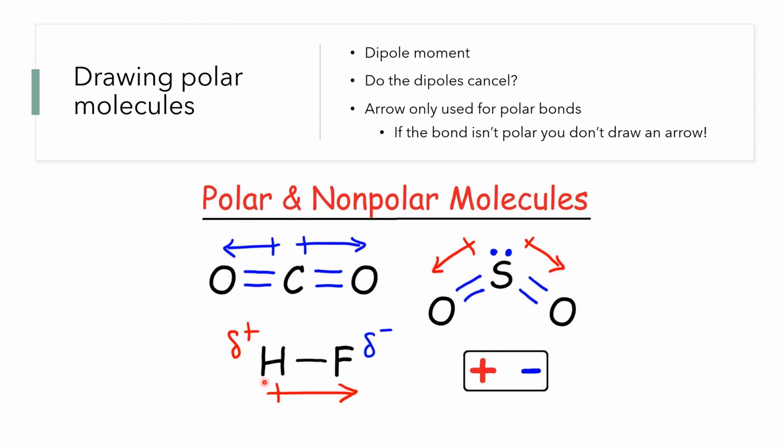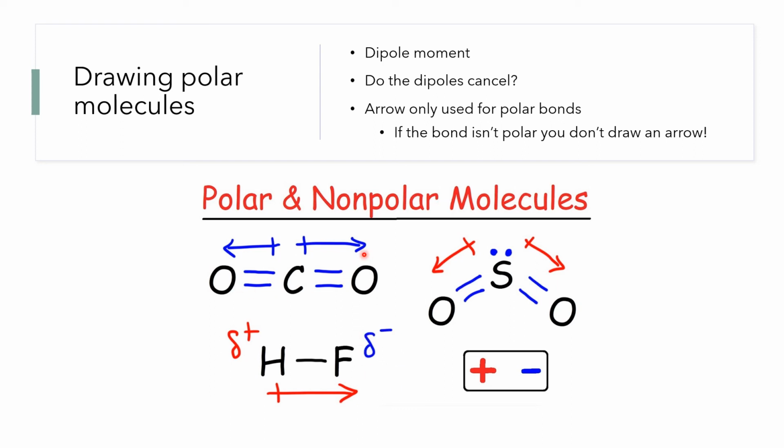So, by drawing these, you can show which way the polar bond likes to favor, like which atom is favored for the electrons. And then again, if it is polar and they do have a charge, you can put these little slight charges on them.